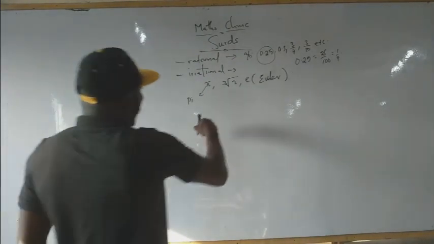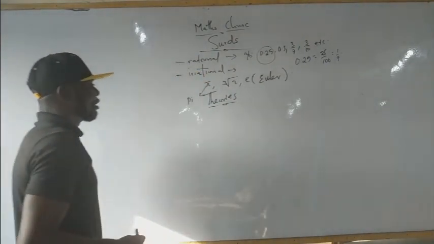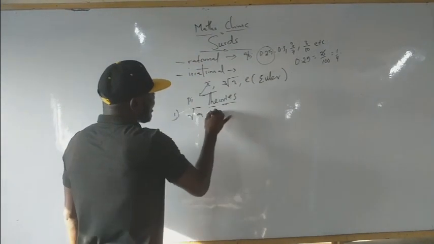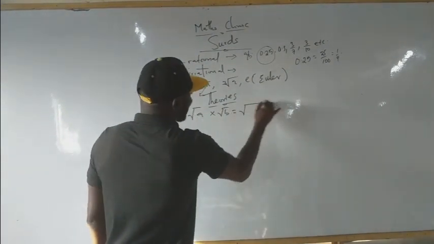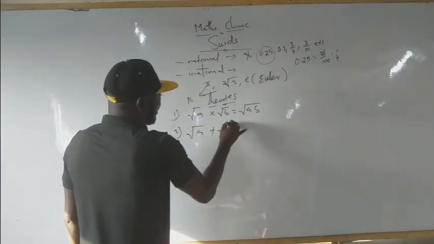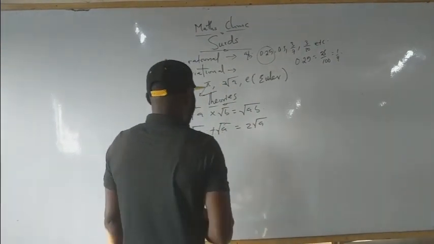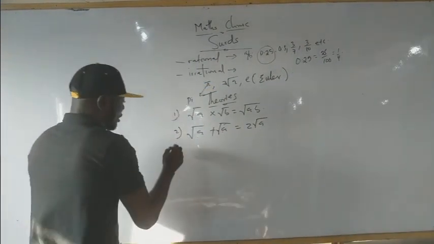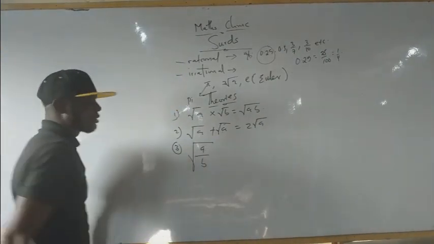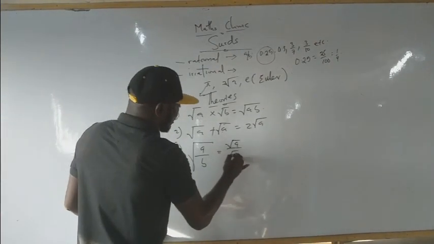So let's look at the laws, or the theories. Yes, I love using theories. The first theory says that if you have root A times root B, that will give us root AB. The second: when you have root A plus root A, that will give us 2 root A. The third: if you have root A upon B, we give you root A upon root B.